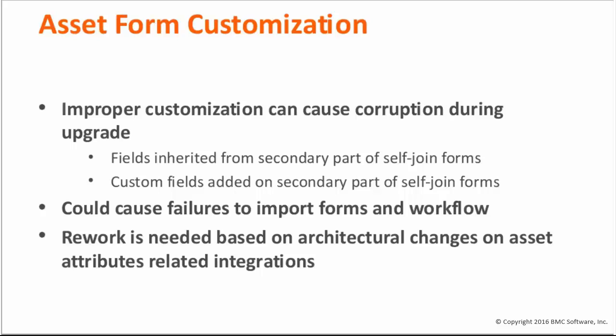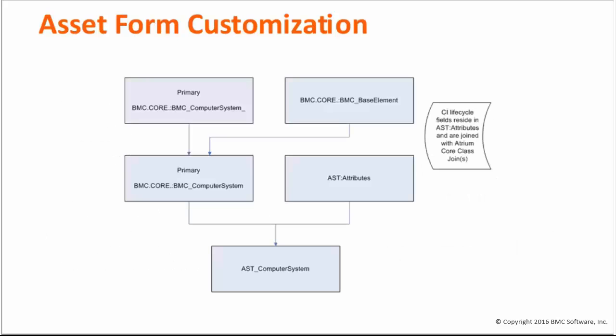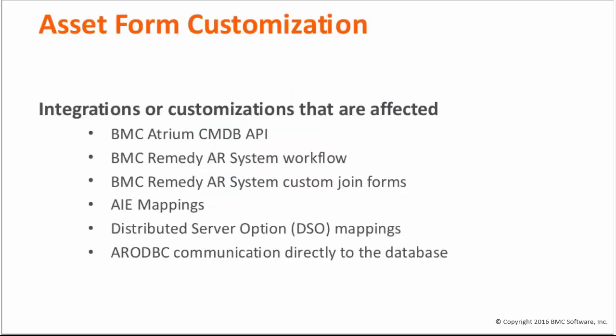PreChecker will show you the report of such invalid field mappings in the join forms and gives you an opportunity to fix invalid mappings before starting the ITSM upgrade. So here is a sample picture that denotes how AST attributes from the BMC base element form are repointed to AST attributes. You need to analyze the dependencies and repoint your integrations such as API integrations or DSO mappings or any kind of third-party integrations so that the workflow will be in sync with the new design.